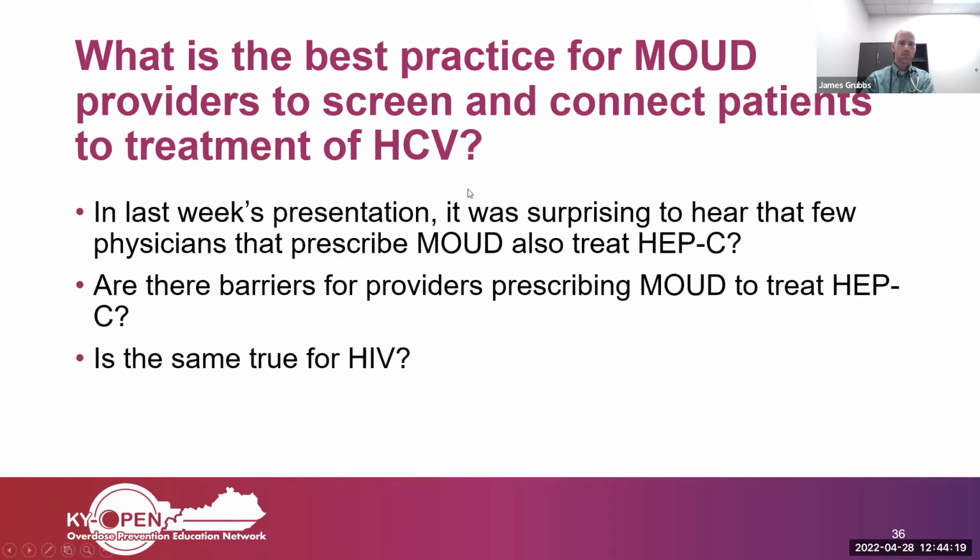Let's see. So what is best practice for MOUD providers to screen and connect patients to treatment of hepatitis C? And then there's a few other things that are sort of related to this. And so we talked about how it's surprising to hear how few physicians that prescribe medication for opioid use disorder also treat hepatitis C, because these are co-occurring disorders. And I think some of it just has to do with we have silos in medical care where people tend to specialize in one thing or the other. And so those are barriers to comprehensive care.